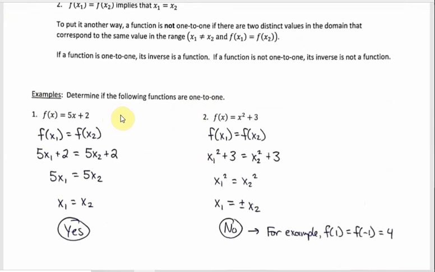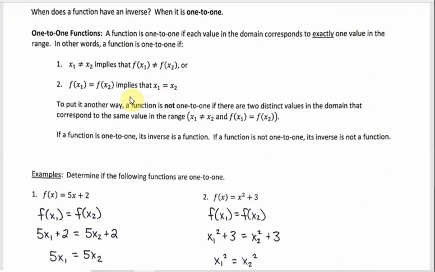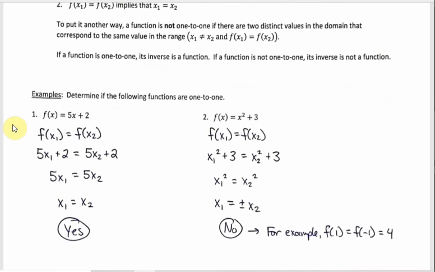The easiest way to check is, if I go back up here, usually using the second option. So to start with, f of x1 equals f of x2 and see if that means that x1 and x2 have to be the same. Because if they have to be the same, it's one-to-one. If they don't have to be the same, then it's not. Unless it's something where you could see a counterexample right away. You only need one counterexample for it to fail.